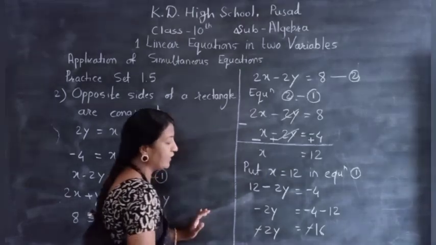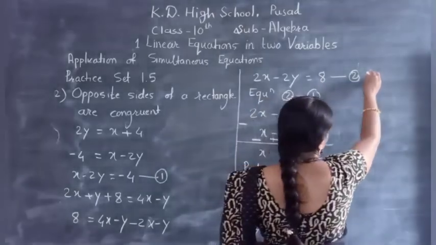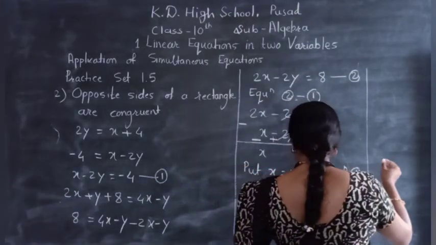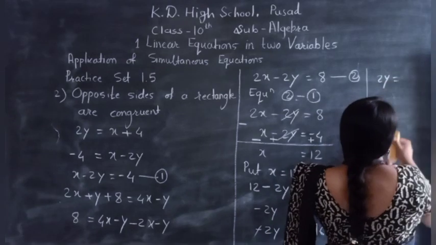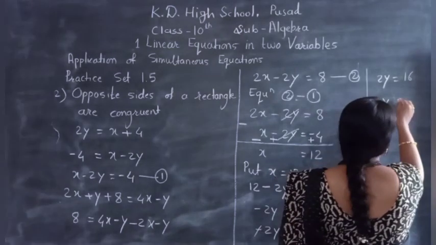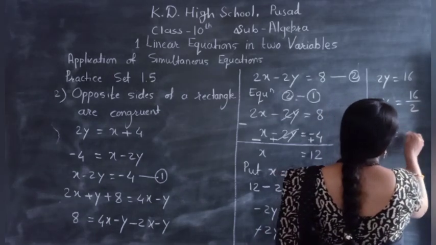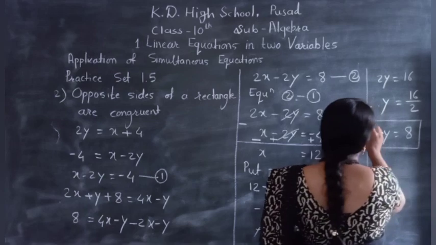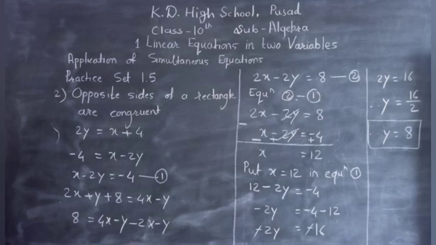First of all, we cancel this negative sign, that is 2y is equal to 16. Yes, 2y is equal to 16. Therefore, y is equal to 16 divided by 2. y is equal to 8. This is our value of the variable y. Now, next, we have got the values of x and y. We have to find out the perimeter and area.